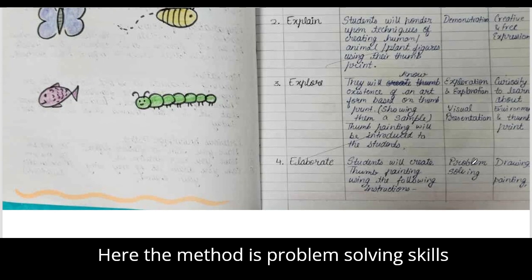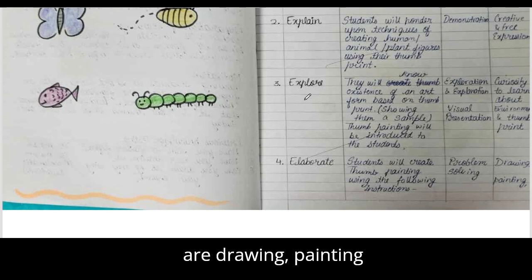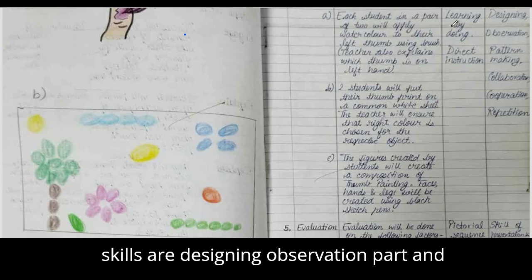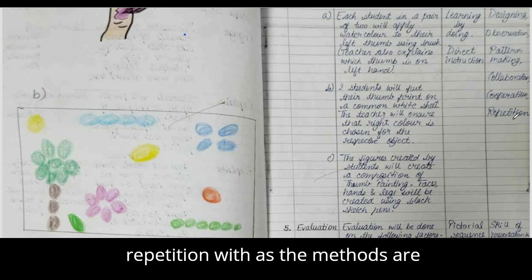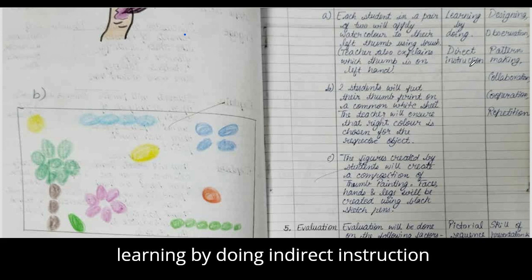Here the method is problem solving. Skills are drawing, painting. Skills are designing, observation, pattern making, collaboration, cooperation, repetition, whereas the methods are learning by doing and direct instruction also.